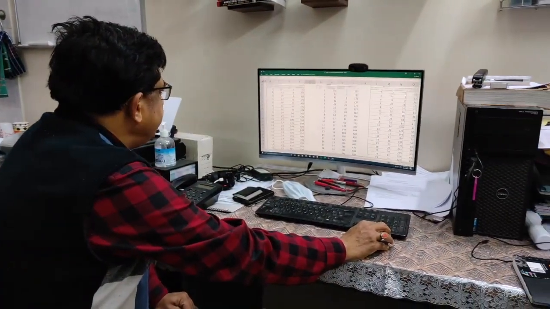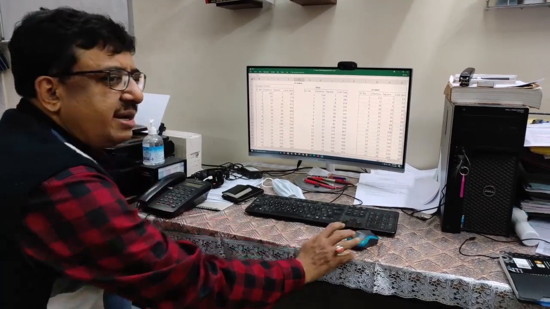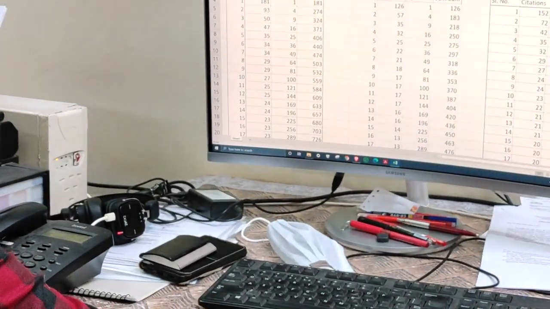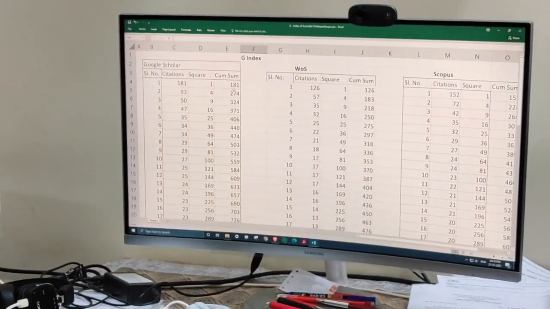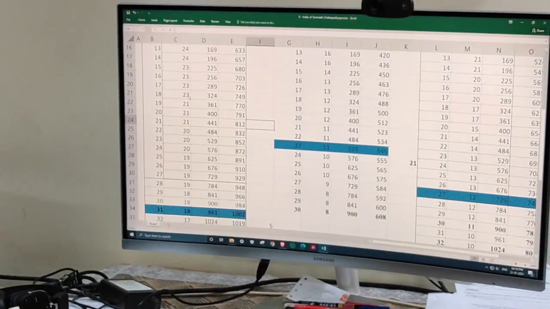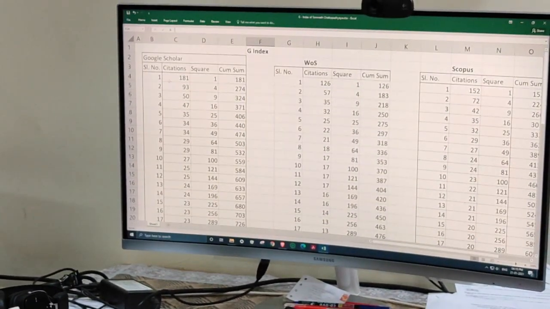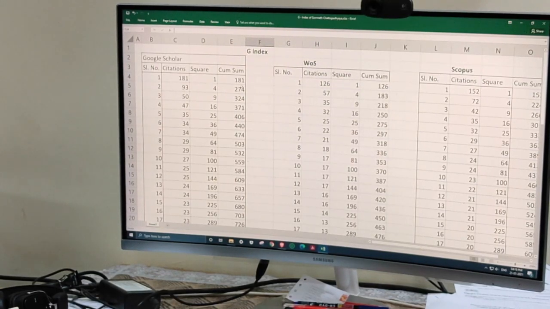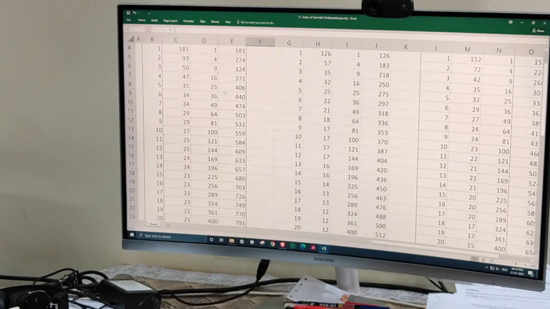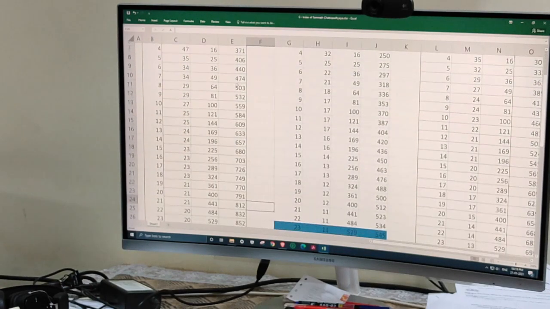So I have these papers. My first paper is cited 181 times. So here is a cumulative sum. Then the next paper is 93, so the cumulative sum is 181 plus 93, which is 274. Then 50, so 274 plus 50 will be 324. And that way it will progress further, and I will find out what I have to find out.